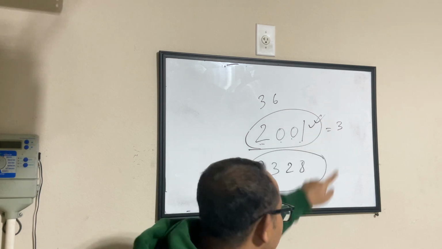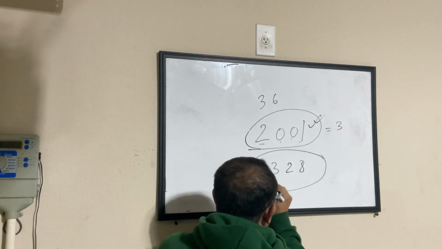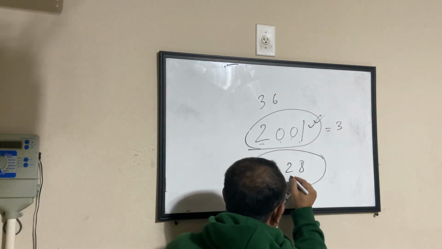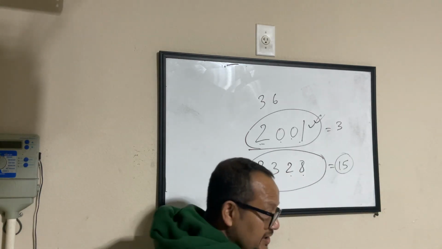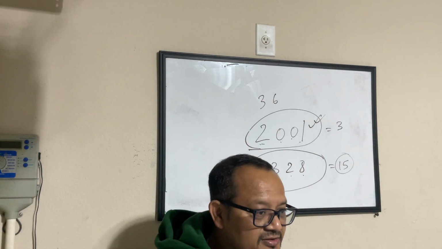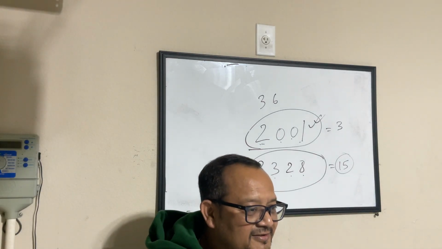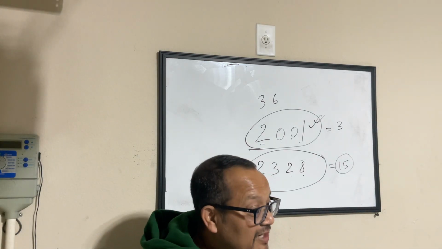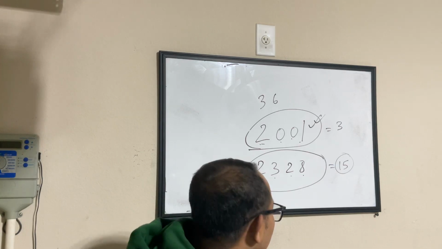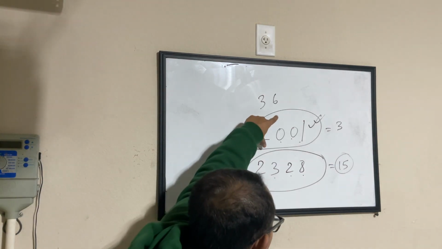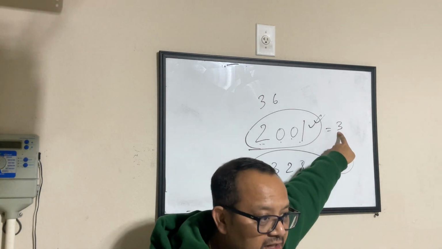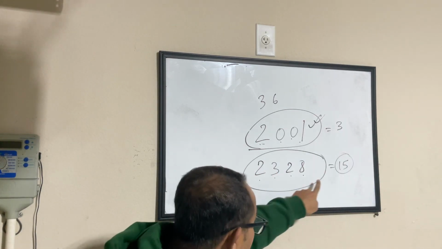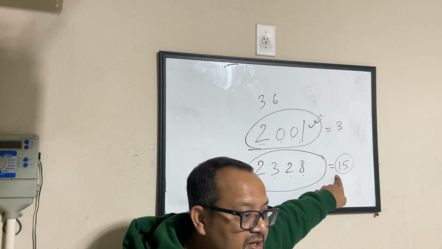That's a magic trick. Look at this number. 2 plus 3, 5, plus 2, 7, plus 8, 15. If this can be divided by 3, this number can be divided by 3. Same thing applies for 9 also. If I say, can this be divided by 9? Your simple answer will be no, because 3 cannot be divided by 9. Here, can it be divided by 9? No, it cannot be divided by 9.